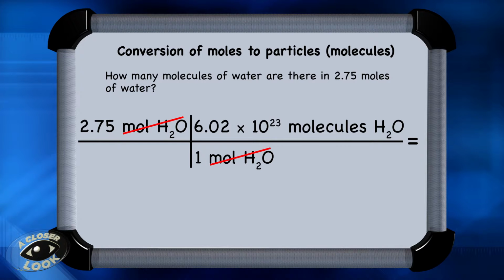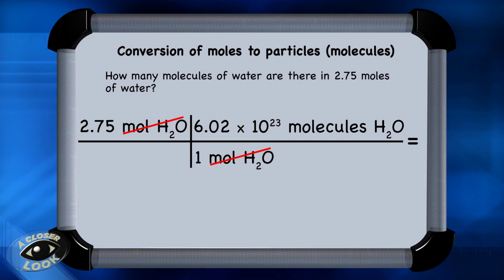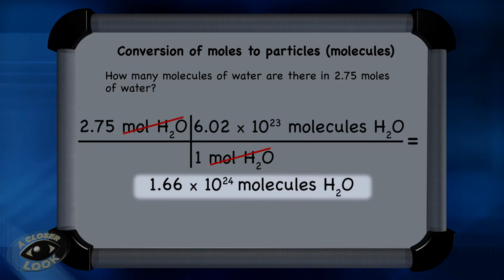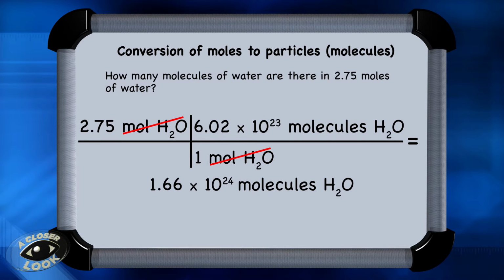Again, notice the moles of water cancel, because they appear in both the numerator and the denominator. The unit that is left is molecules of water, which is what you're solving for. So all that is left to do to get the answer in molecules of water is to multiply 2.75 times 6.02 times 10 to the 23rd. And when 2.75 is multiplied by 6.02 times 10 to the 23rd, you get 1.66 times 10 to the 24th molecules of water. That's the same thing as 2.75 moles of water, and that is the answer you are looking for when converting moles of water to particles of water.